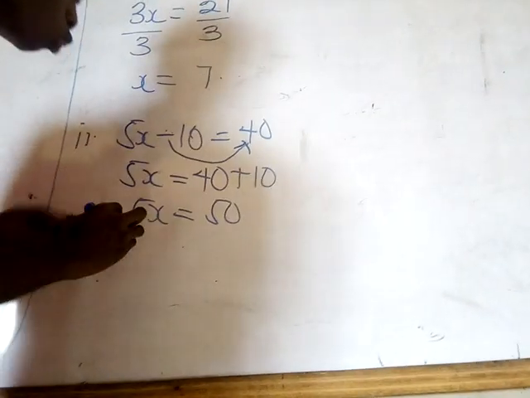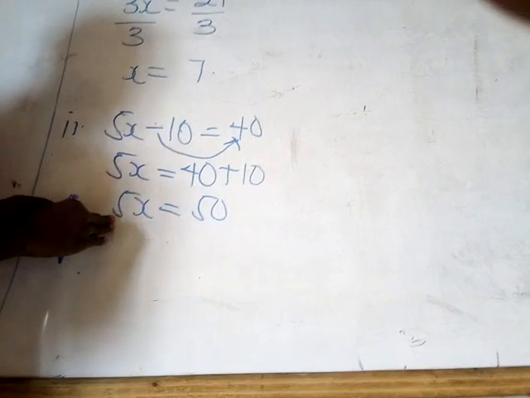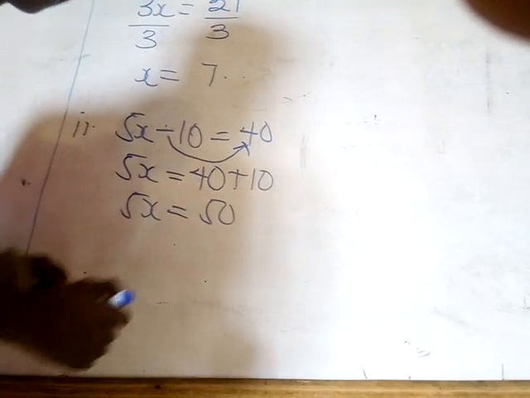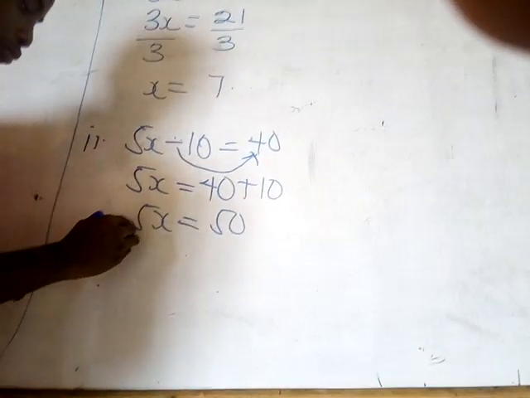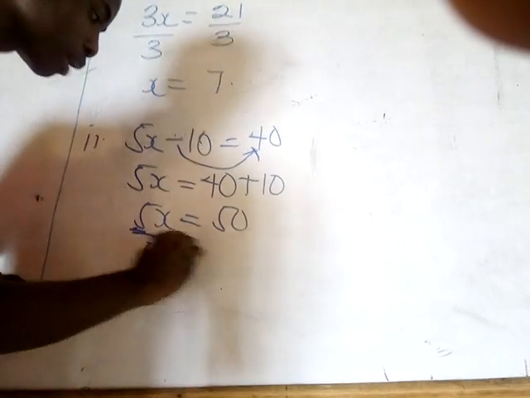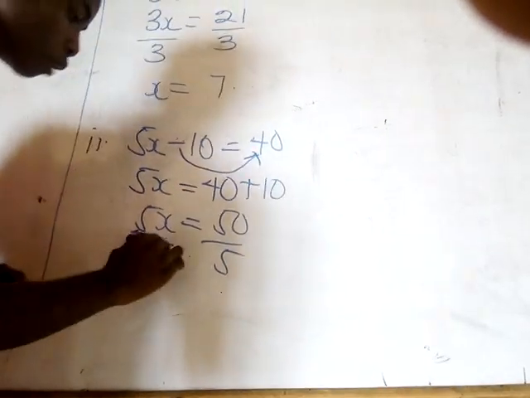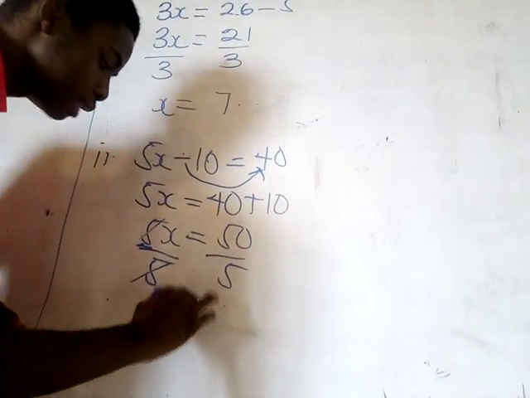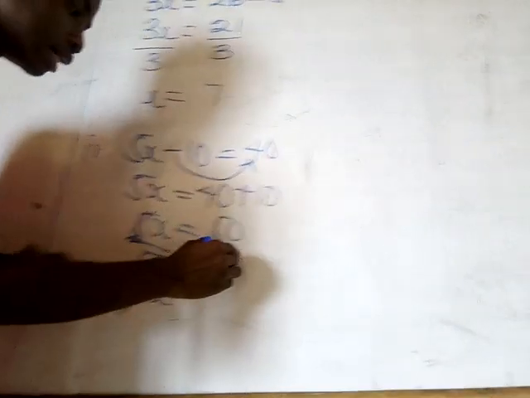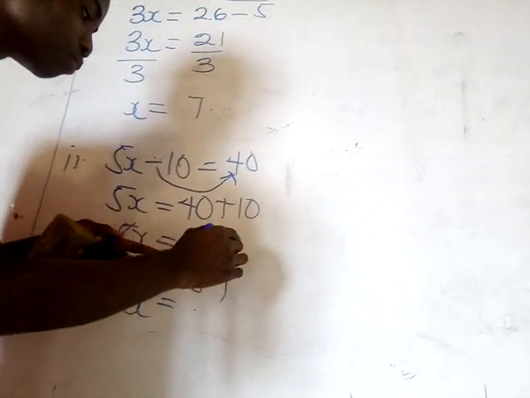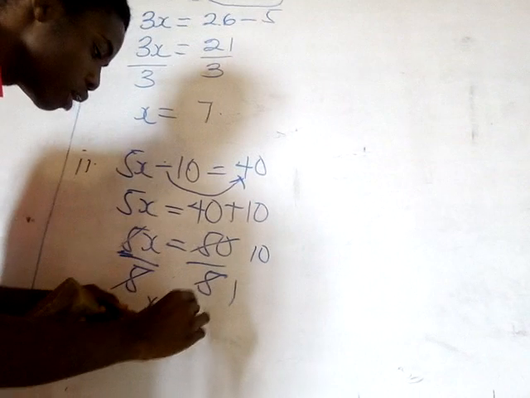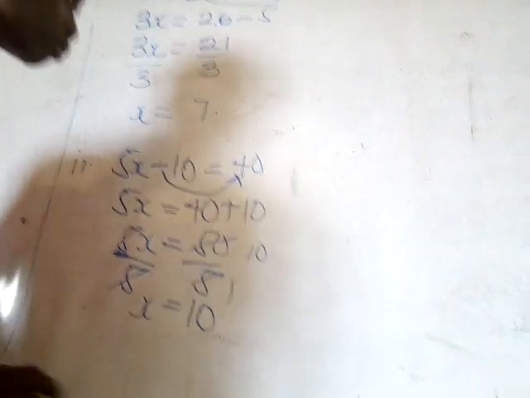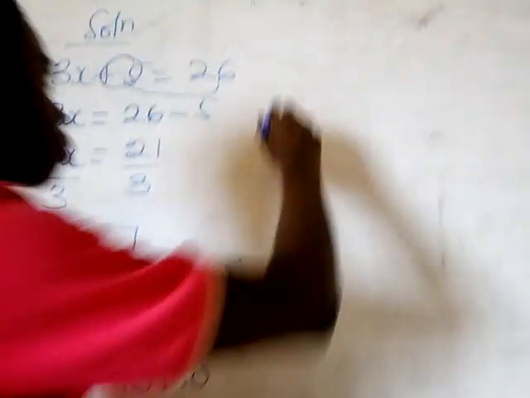So 5x equal to 50. So you divide both sides by the coefficient of x. And here the coefficient of x is 5. So you divide both sides by 5. So 5 will cancel 5. So x is equal to, 5 cancels itself once and cancels 50 ten times. So therefore x is 10.